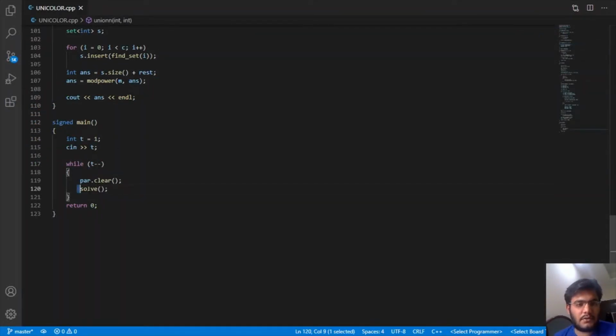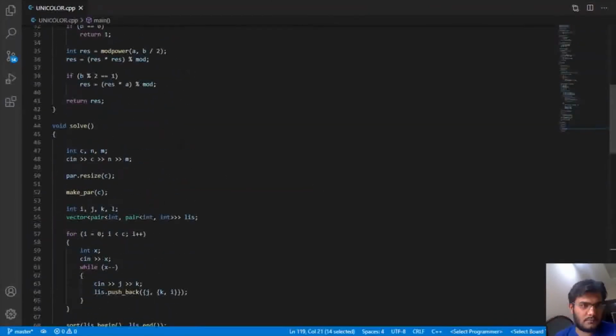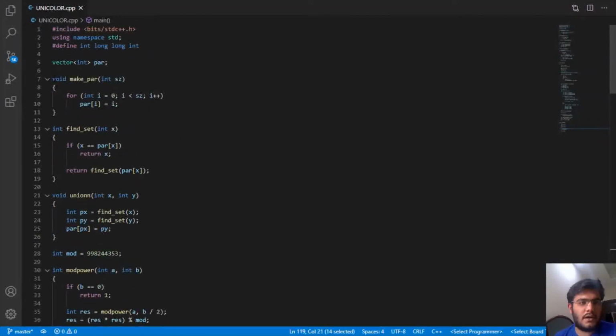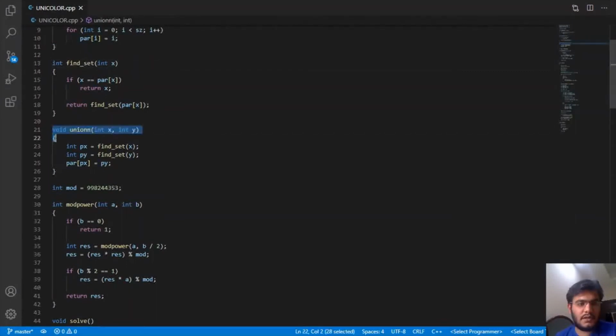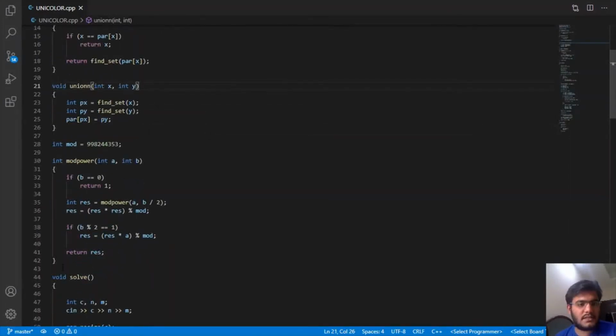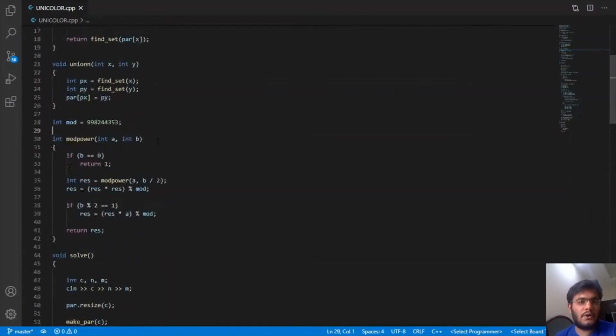For each test case, we will call the function named solve and also clear the global array, which is the immediate parent array. Now, this function make parent is a standard function of the disjoint set union, which is used to initialize each of the sets. The function find set is used to find the representative for the set which has the element x, by going on to its immediate parent until we find the representative element. The function union takes the union of the two sets which have the element x and element y. This is the standard modulo function which is used to compute a to the power b modulo this number.